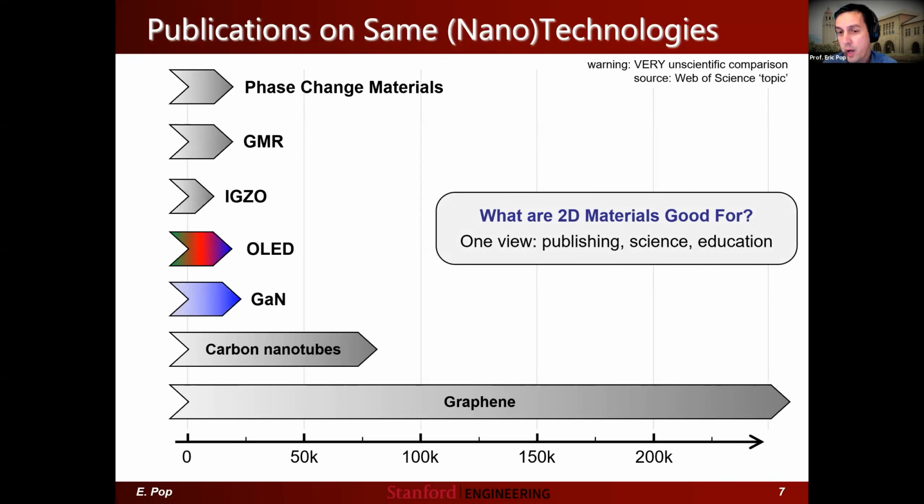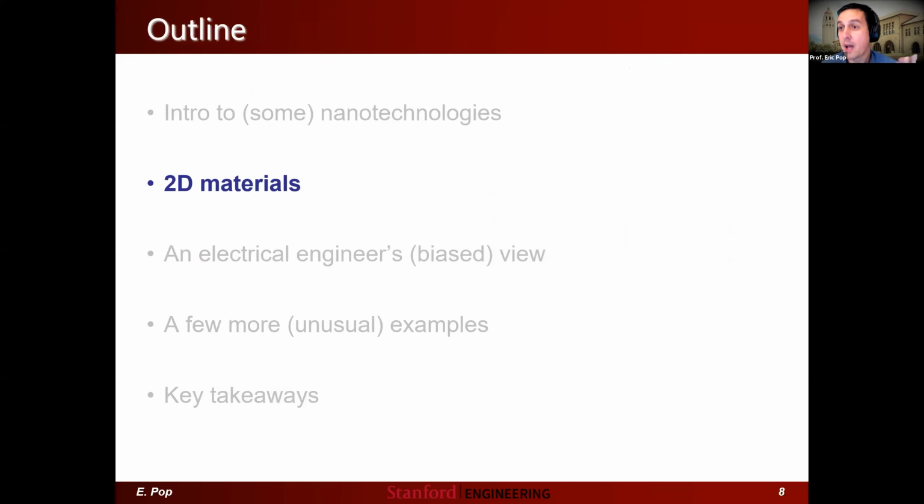So maybe one answer to my question, what are 2D materials good for, is they're good for publishing. They're good for publishers. They're good for science, for sure. And they're good for education, meaning they're good for educating PhD students who then go on to Intel and Apple and LG and Samsung, at least from my lab, to work on things that work in commercial settings. So that's one view. Of course, this is slide number 7, and the talk has more than 7 slides. So you can see that despite the sort of reality check kind of introduction, I hope you will conclude that I am an optimist at the end of this 45 minutes.